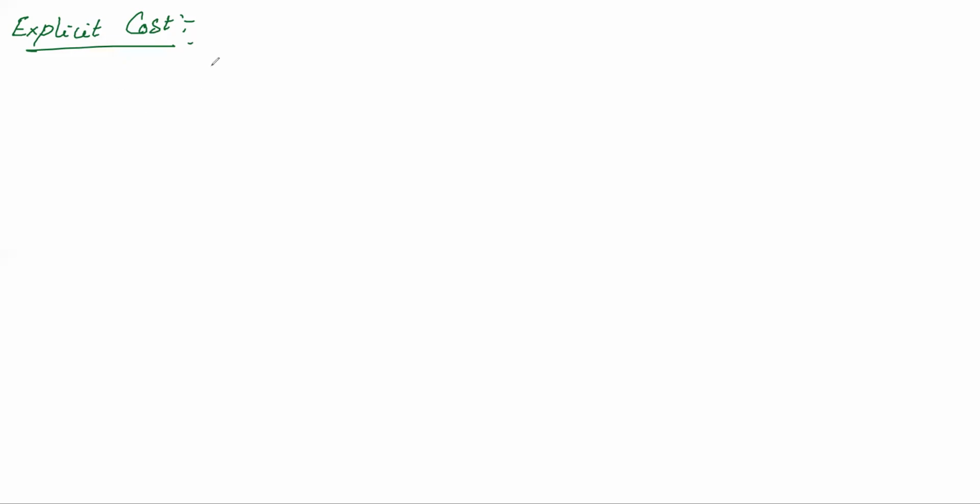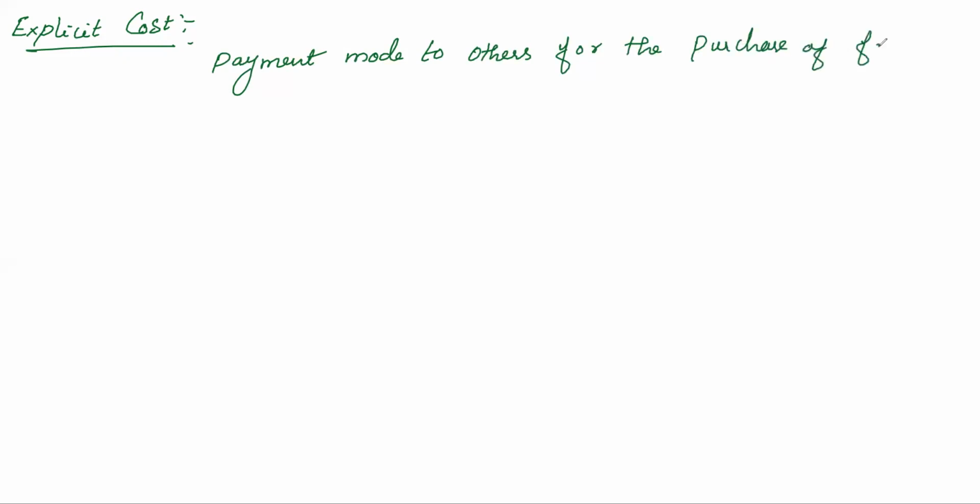Payment made to others for the purchase of factors of production is known as explicit cost. Okay, that's all. So it refers to the actual expenditure of the firm to purchase or hire the inputs the firm needs.